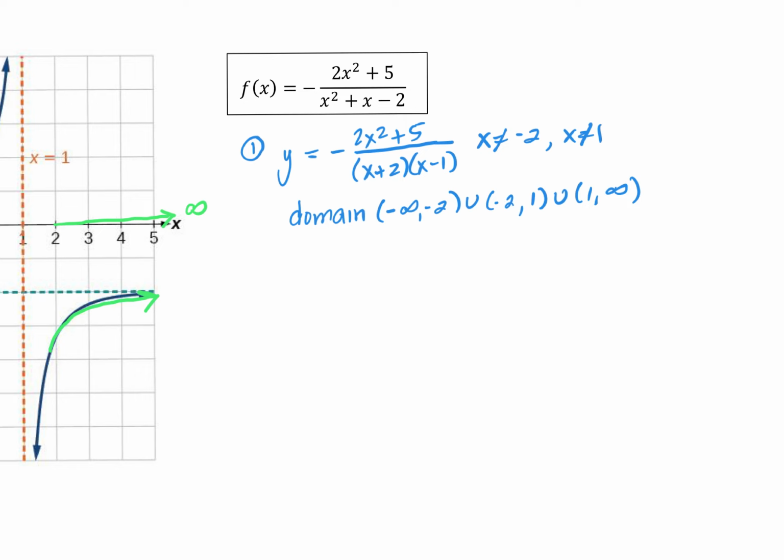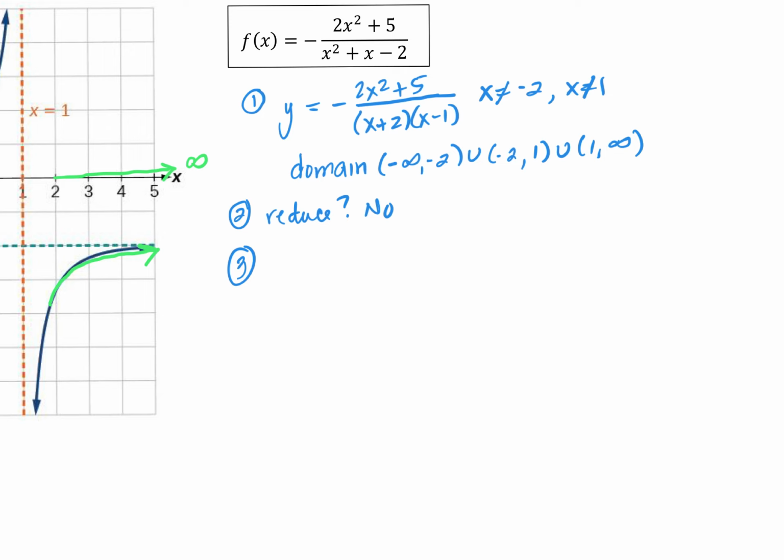Now let's find our vertical asymptote. First, can we reduce? And the answer is no. F of x is already reduced. 3, vertical asymptote. That's where the denominator is equal to 0. This is already factored. So when you find your vertical asymptotes, and I'm going to use VA for vertical asymptotes, all you have to do is set x plus 2 equal to 0 and x minus 1 equal to 0. To get x is equal to -2, x is equal to 1.